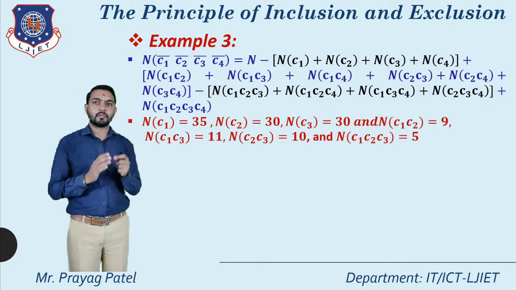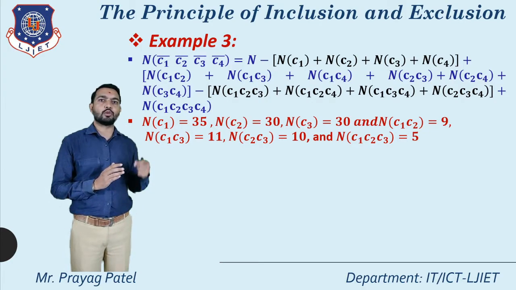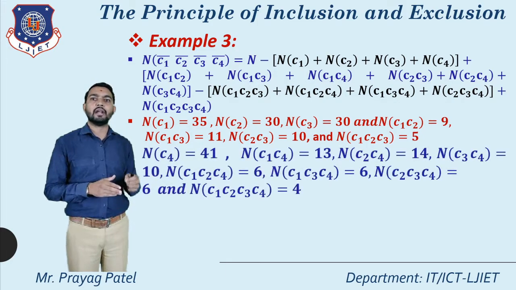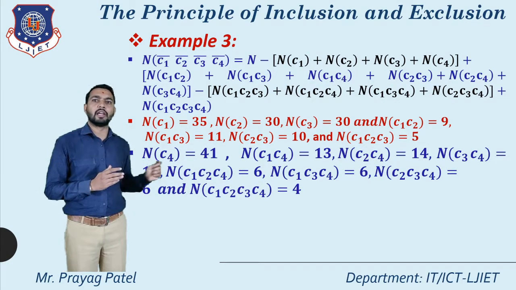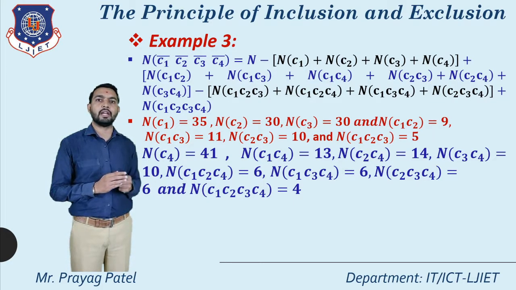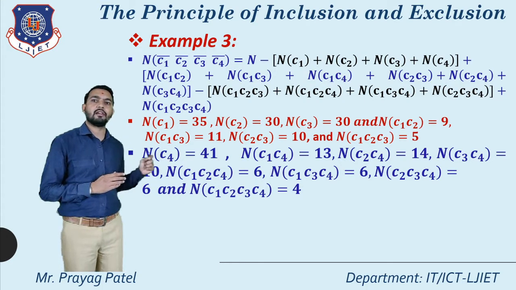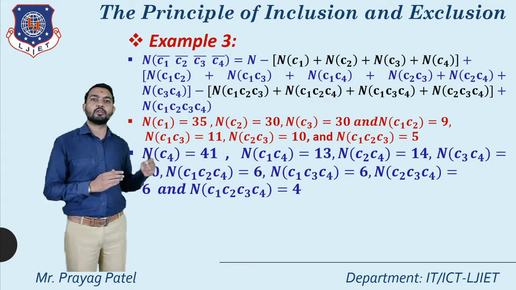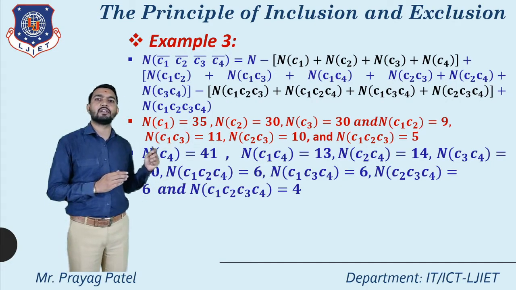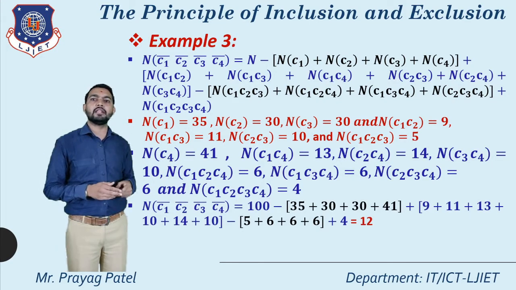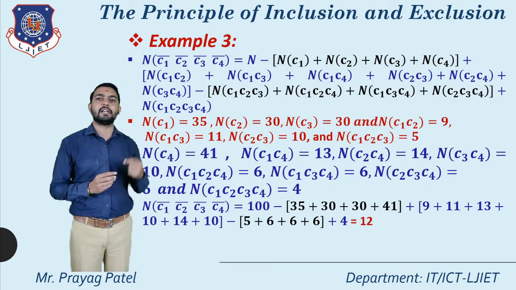Now here we already have the values of N(C1), N(C2), N(C3) like this, so consider all these values are available for us. Now for C4, the given values are N(C4) equal to 41, N(C1 C4) equal to 13, N(C2 C4) equal to 14, N(C3 C4) equal to 10, N(C1 C2 C4) equal to 6, N(C1 C3 C4) equal to 6, N(C2 C3 C4) equal to 6, and N(C1 C2 C3 C4) equal to 4. So using these values, we have to find N(C1' C2' C3' C4').